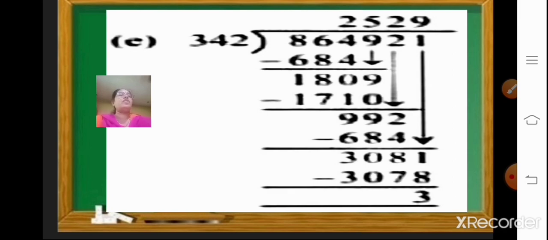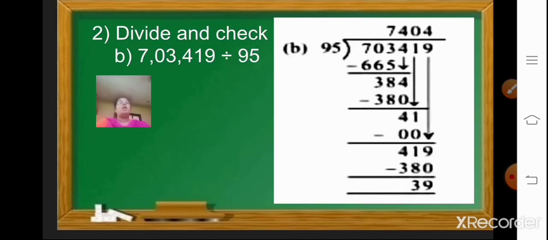So coming to the next sum, this sum also you will do it in your notebook. Now your question number 2 is divide and check. In the first sum where we did, it was only a division part. You need not check there. You just have to divide and write the answer. But in question number 2, your question tells that divide and check, where you have to carry out the division as well as then check the division whether it is correct.